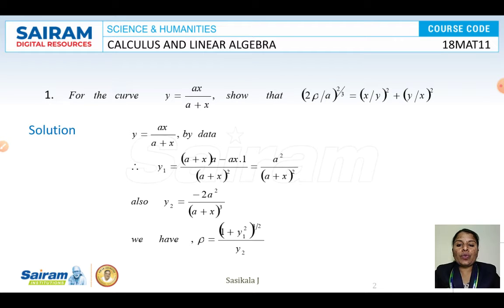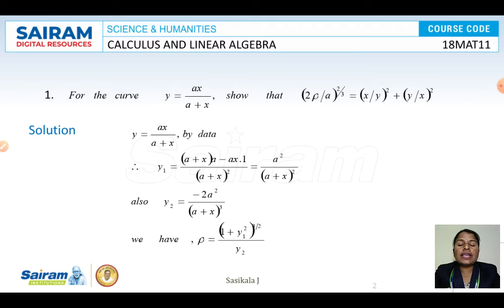For the curve y is equal to ax by a plus x, show that 2 into rho by a the whole power 2 by 3 is equal to x by y the whole square plus y by x the whole square. This question does not mention anywhere to find the radius of curvature, but they have given the curve y is equal to ax by a plus x, and the show that has been expressed in terms of the radius of curvature. So this expression comes after calculating the radius of curvature. For that reason, we are going to find the radius of curvature.